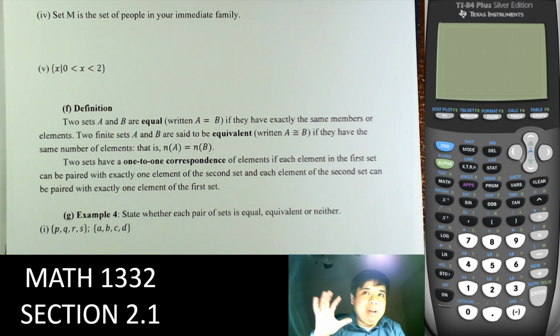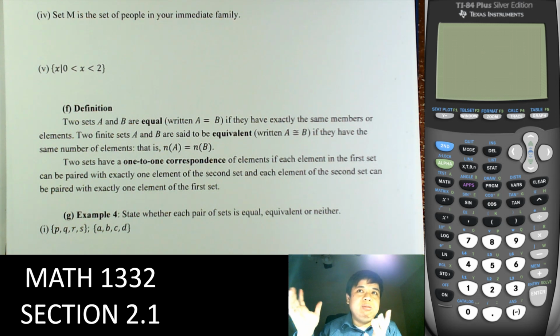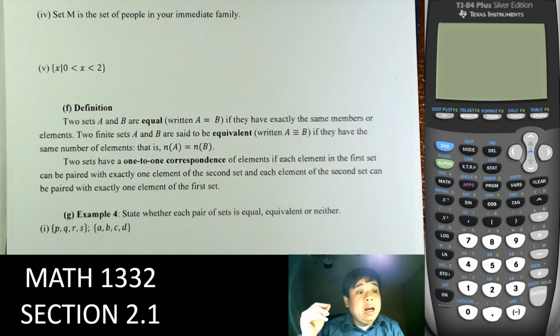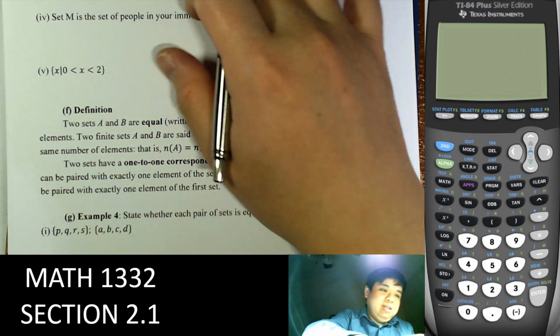If we can have a number on top of the maximum number we can think of for the people on Earth, 8 billion, sorry, in that case that's still finite. And the people in your immediate family have to be less than that. So that has to be finite. Except we don't know how many, but it is finite.